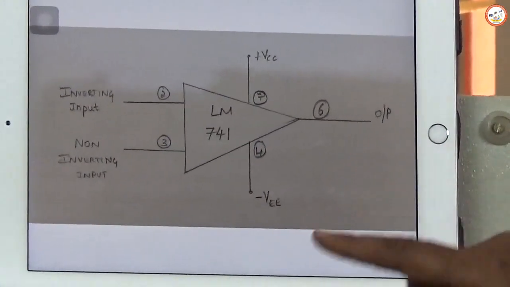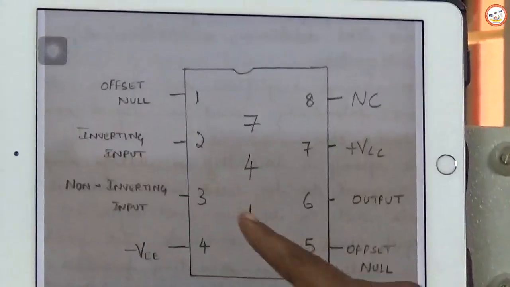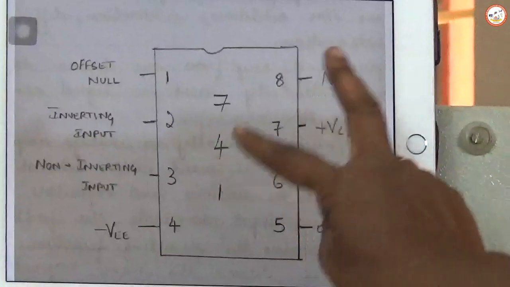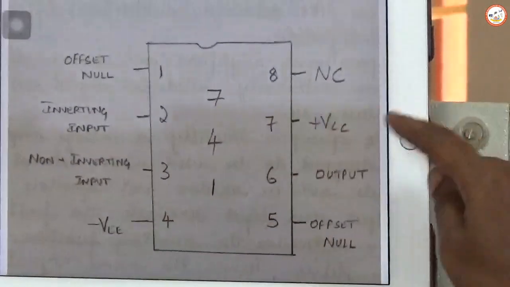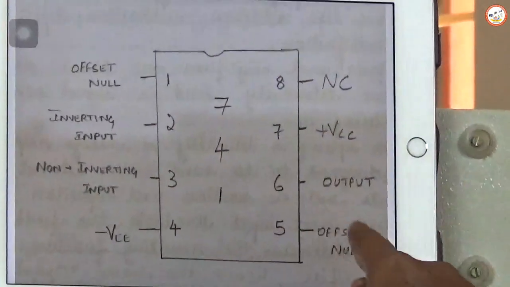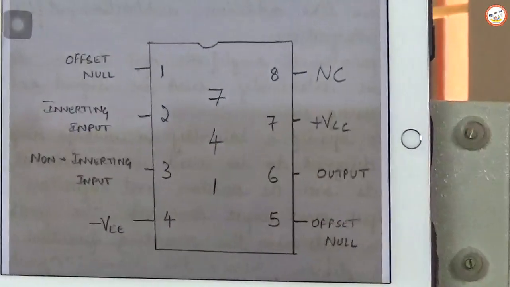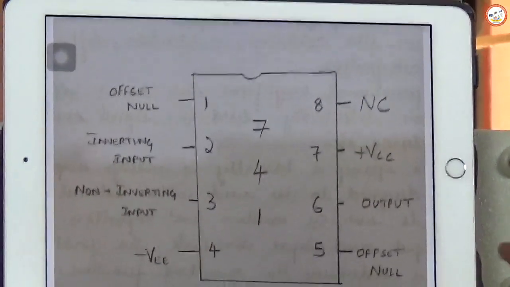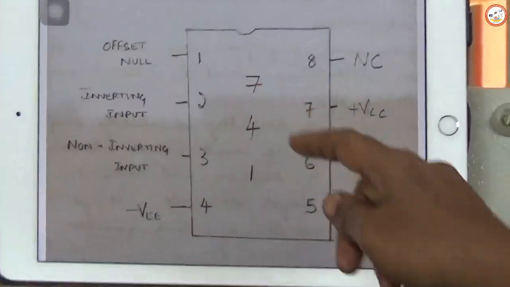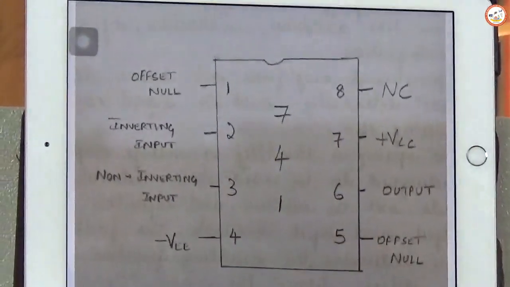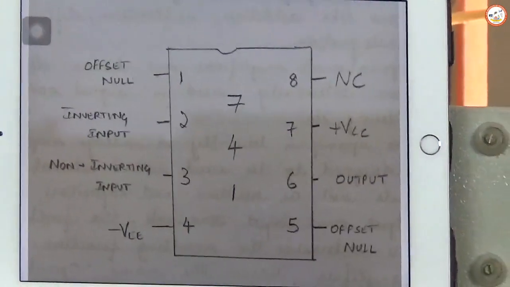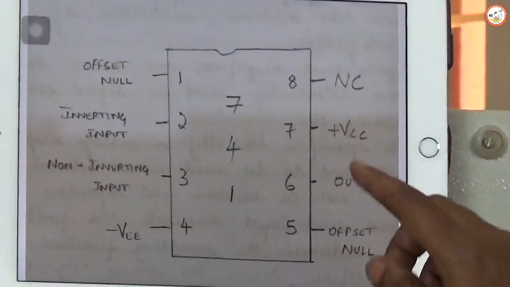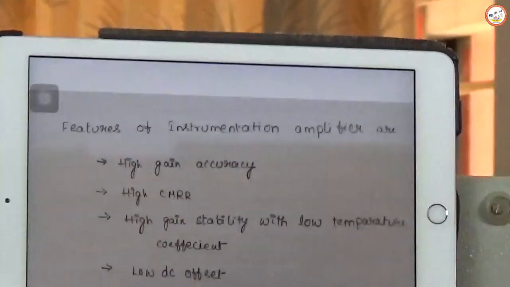1 is output. In the pin diagram, if you can observe, 2 and 3 are inputs, plus or minus VCC is the power supply, and the 8th pin is no connection. Offset null indicates the DC offset voltages. If we want to vary it, we can do so by connecting a resistor between these 2 points. Output is taken at pin number 6. So this IC will be used to build an instrumentation amplifier, which basically uses 3 operational amplifiers.